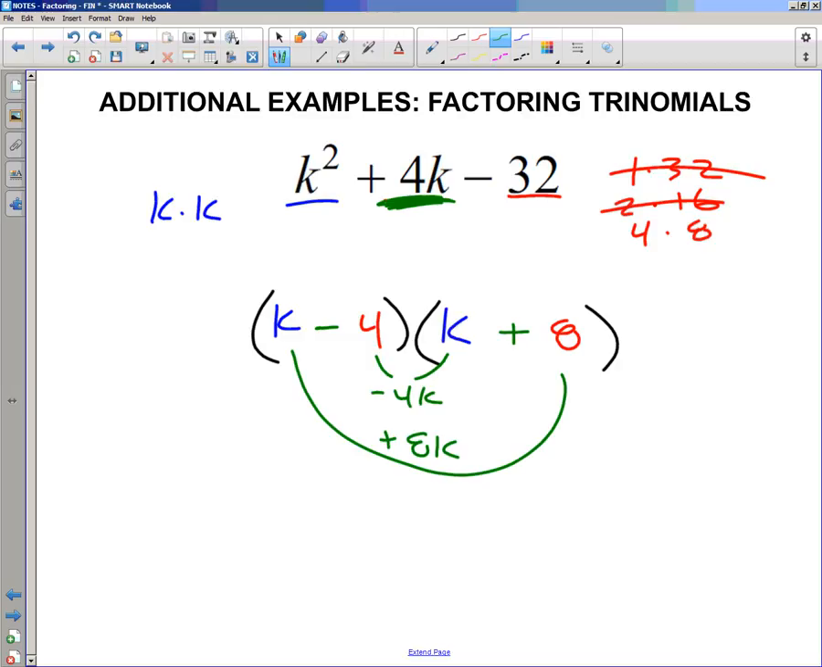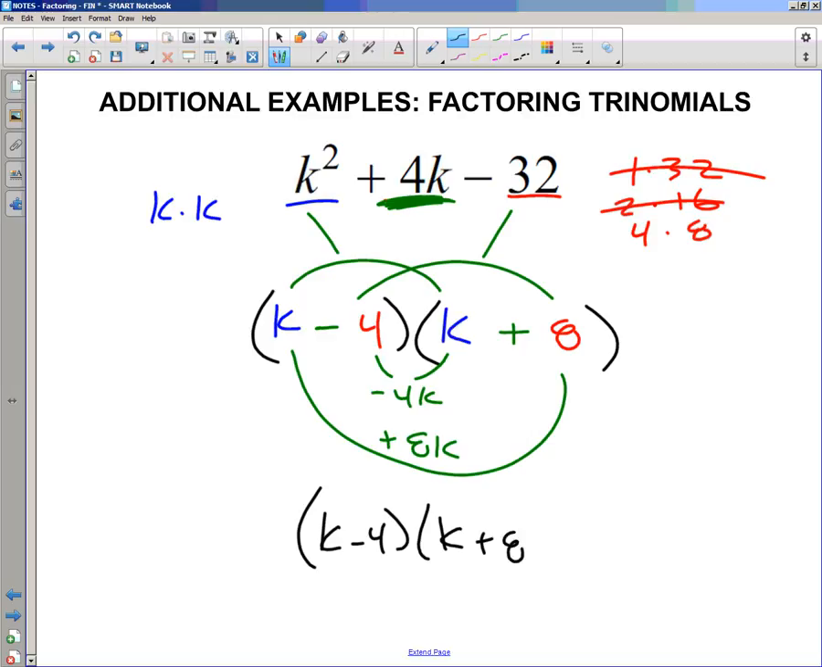Just a quick last check. k times k is k squared. Negative 4 times positive 8 will give us the negative 32 that we're looking for. Final answer here is going to be k minus 4, k plus 8.